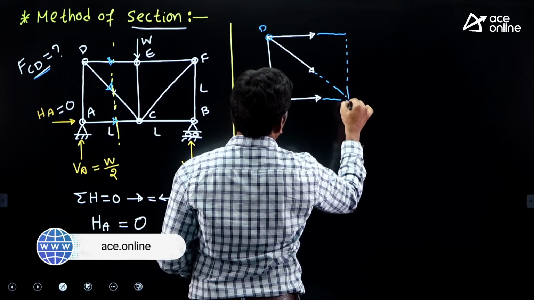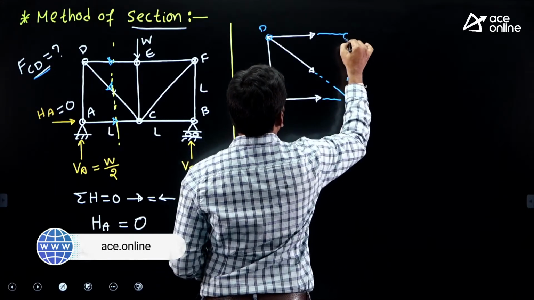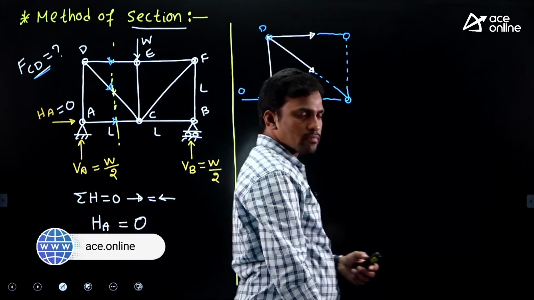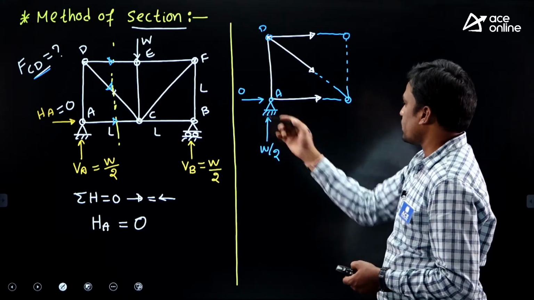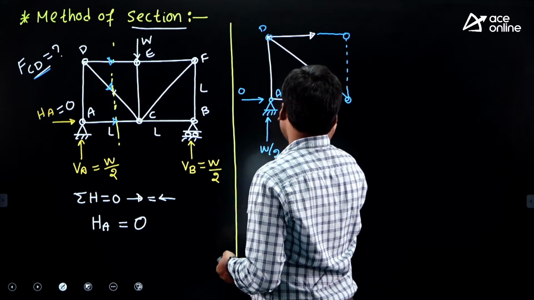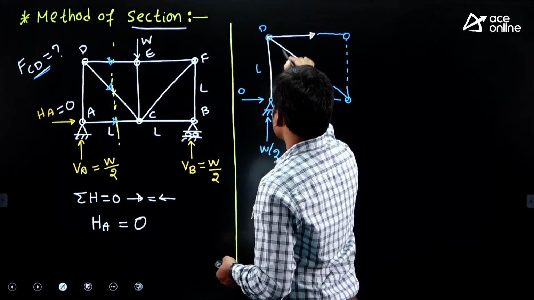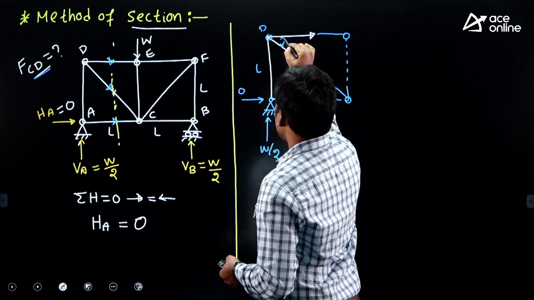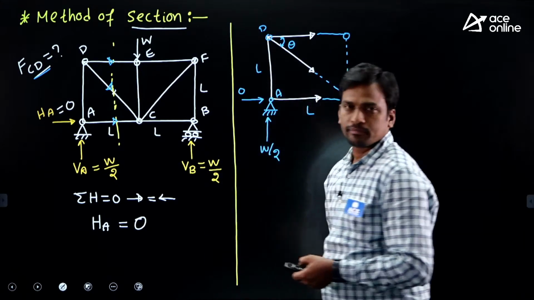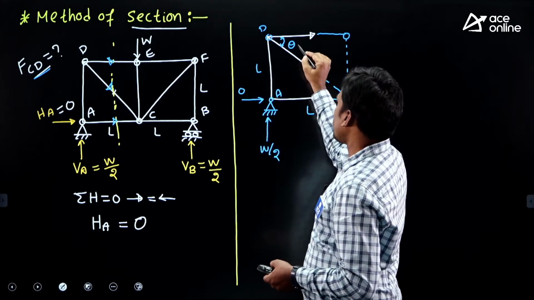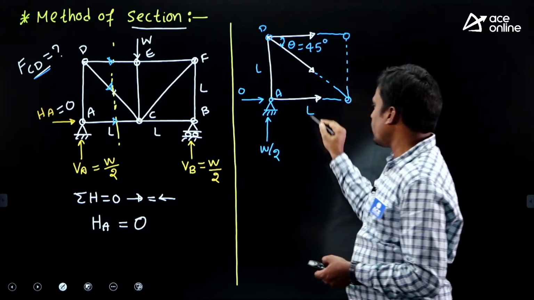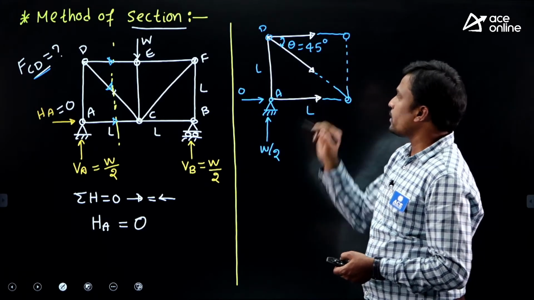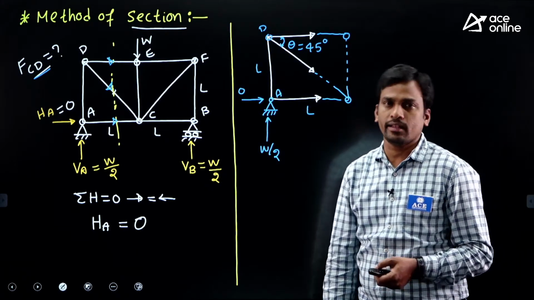So this is the free body diagram of the left part of the structure. Students, this is the length L and this height is also L. Now can anyone tell what this theta value is? Your theta is 45 degrees. Length L, height also L, so theta is nothing but 45 degrees.